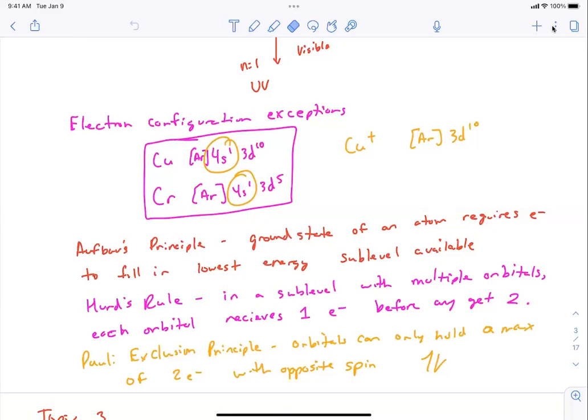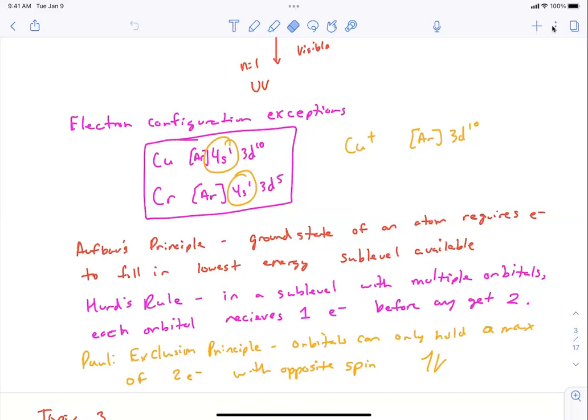Are there any other experiments? No, I don't believe so. Yeah, because you don't really need to know the history of the atom and stuff like that.